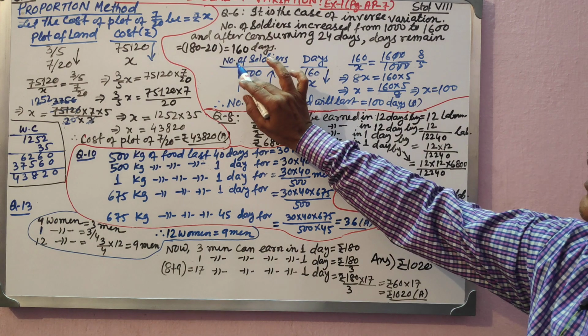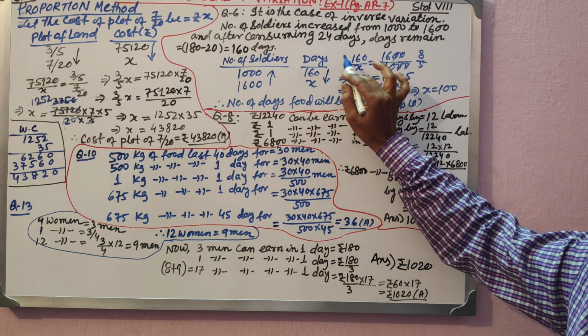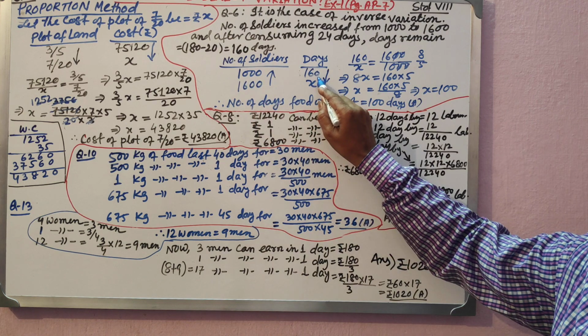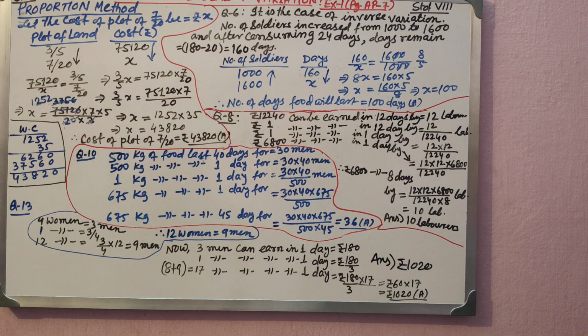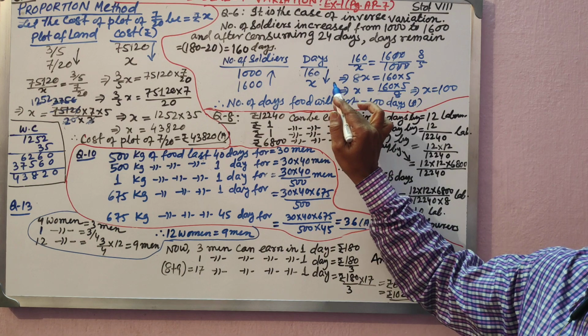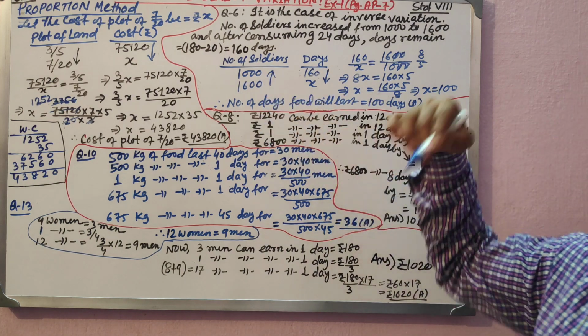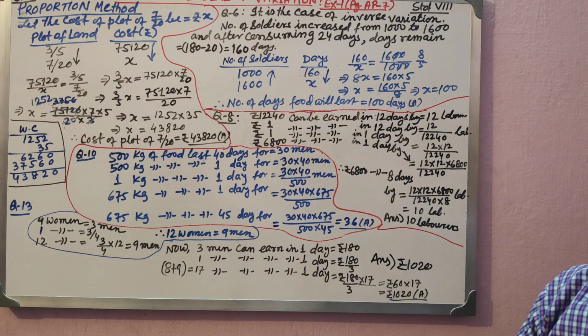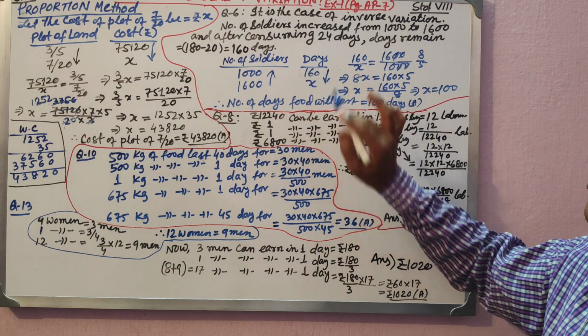You have made two columns, number of soldiers and days, isn't it? So under this 1000 soldiers, food will be lasting for 160 days. Don't make it 180, it will be wrong. Because 180 could have been initially, but after 20 days, more soldiers joined. So you have to keep the accountability of 20 days. After 20 days, food will last 160 days.